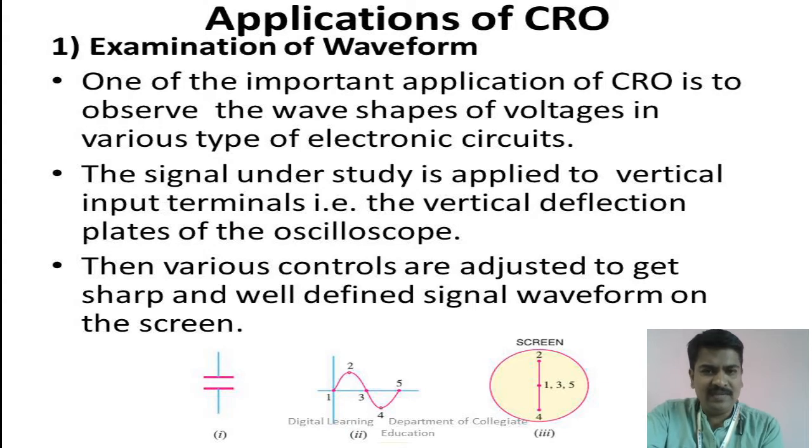Then there are so many control knobs to adjust the sharpness. We can adjust the sharpness of the waveform, and also we can adjust the focusing, and also we can adjust the number of waves on the monitor just by increasing or decreasing the time per division knob, and also the height of that wave. The height of the wave can also be adjusted with the voltage per division knob in the CRO. There are a lot of adjustments in the CRO. By doing all the adjustments, we can get a beautiful waveform on the screen. So the waveform can be examined with the help of the CRO.